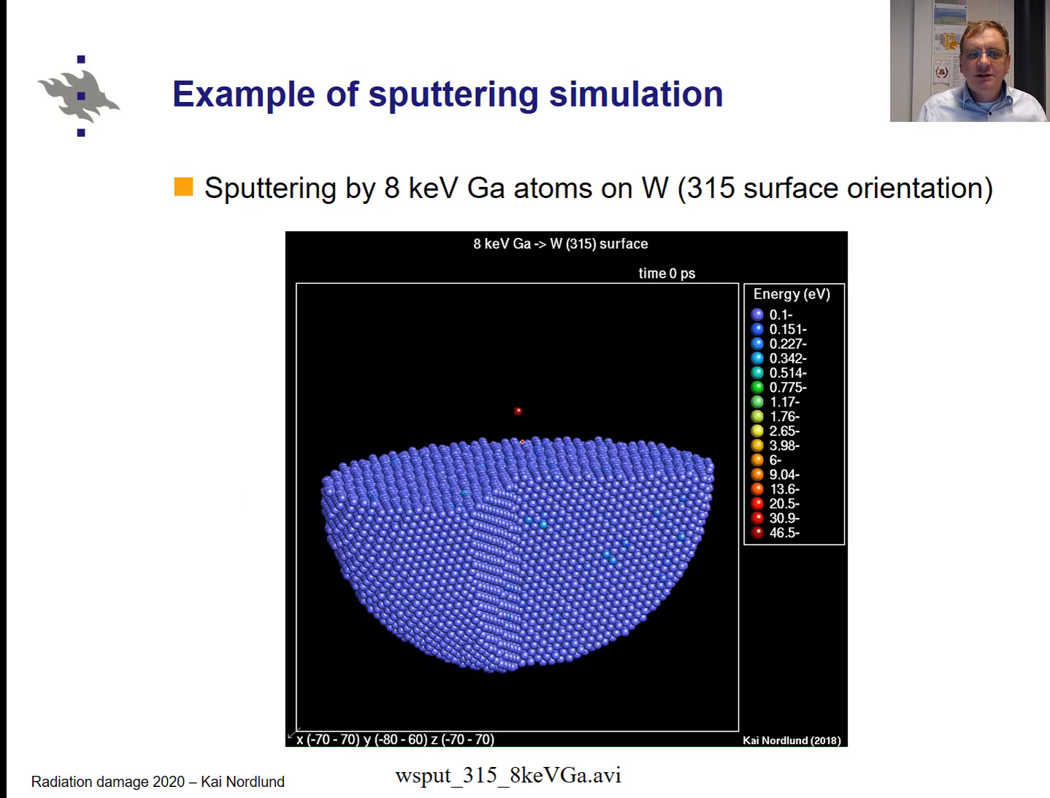And here is one more example of a sputtering simulation. This is by an 8 keV gallium ion hitting tungsten, in this case the rather weak 315 surface orientation, which is a highly non-channeling direction. And here you see how the ion goes in. You see here we have cut out one quarter of the system, and you have a set of collisions which then lead to emission of atoms, quite a large number of atoms in this case.